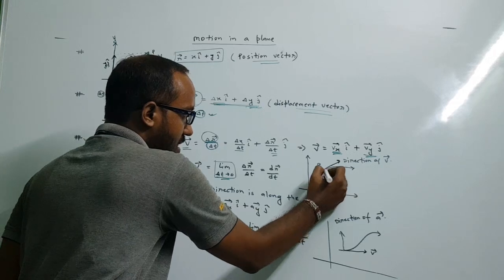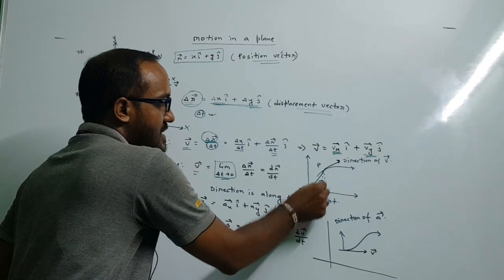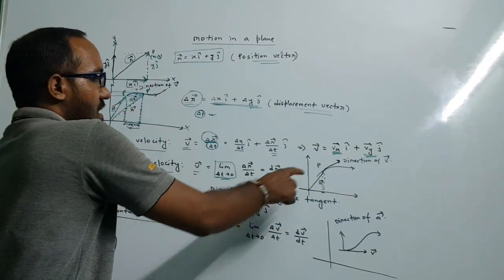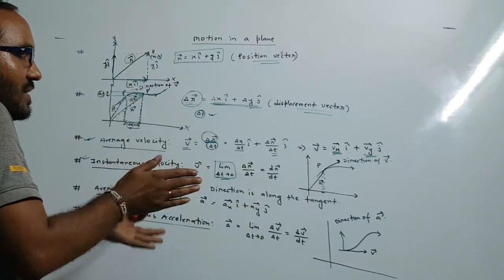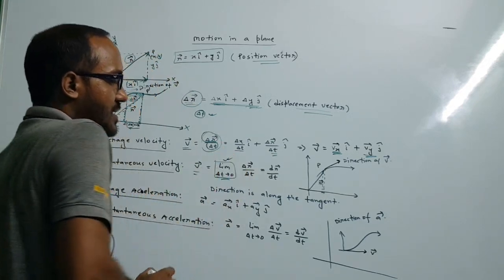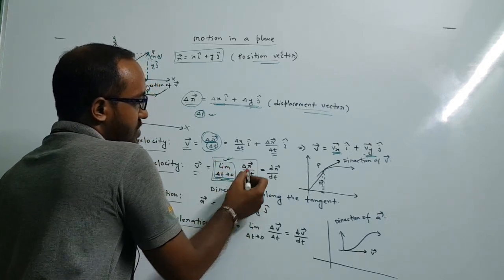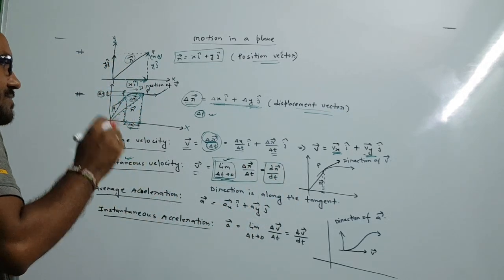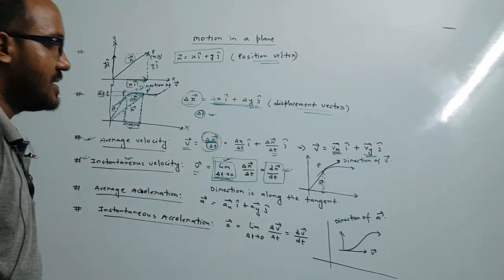That means if we apply the limit, the time difference is very small. When delta t tends to 0, in no time the particle is at the same position, from p to p prime. That means p and p prime are at the same position. So apply limit delta t tends to 0, delta r by delta t. This is the definition of derivative: limit delta t tends to 0, delta r by delta t is actually dr by dt. So instantaneous velocity, that means at a particular instant, is defined as dr by dt.